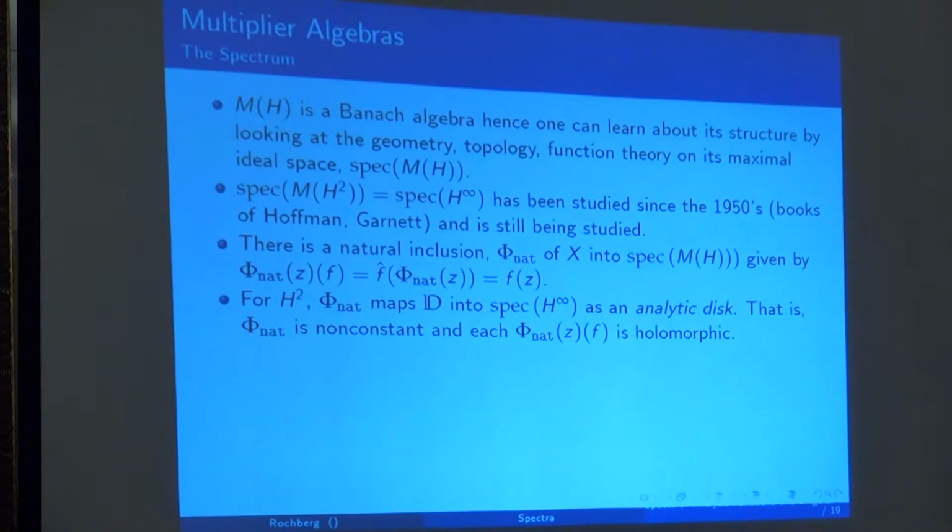When you start with the Hardy space, you're mapping the disk into the spectrum. It gets mapped as a so-called analytic disk, which means that it's a non-constant map, and if I take any f in the original algebra and evaluate it at these points, phi natural of z, what I get is a holomorphic function of z. That's a lot of words. What it amounts to is saying if f is holomorphic on the disk, then f of z is a holomorphic function of z. We just went around in a circle.